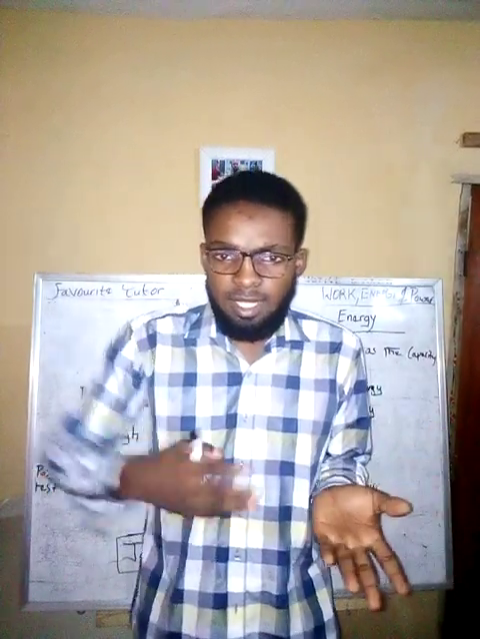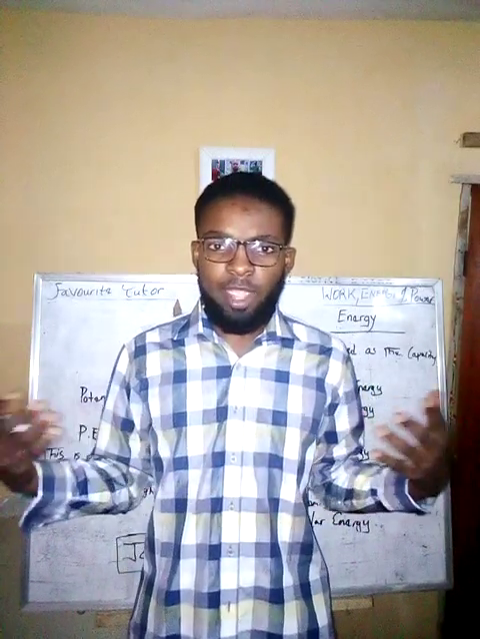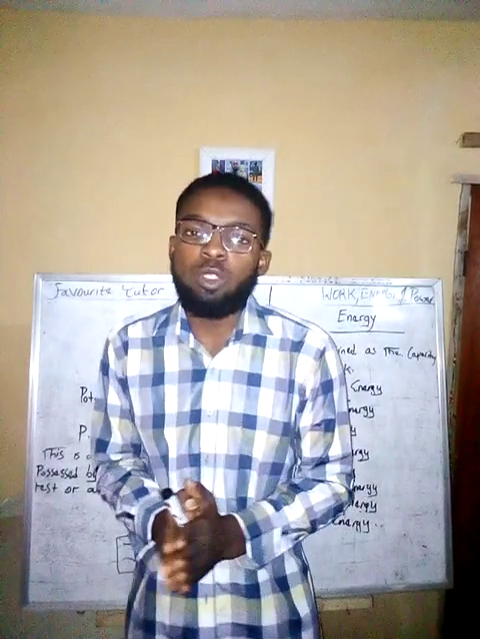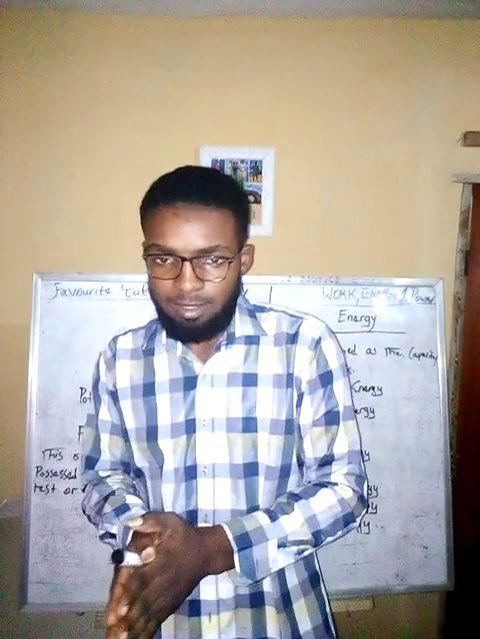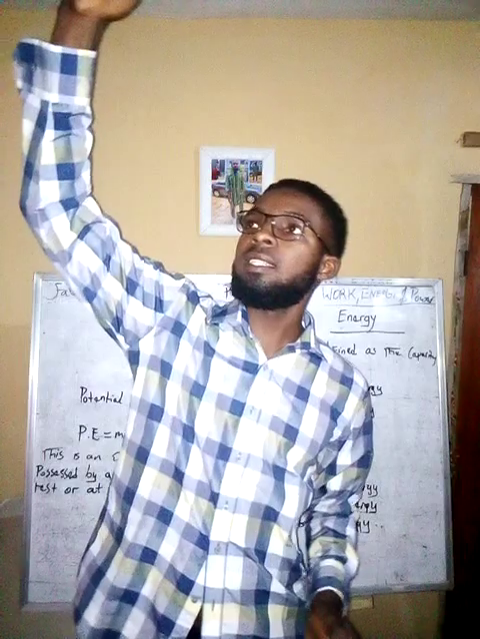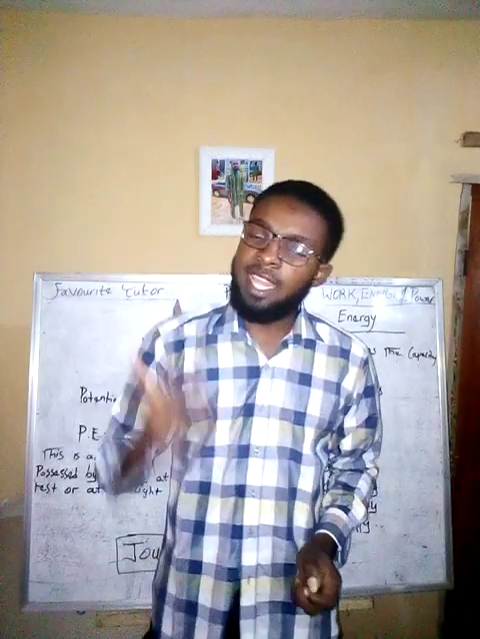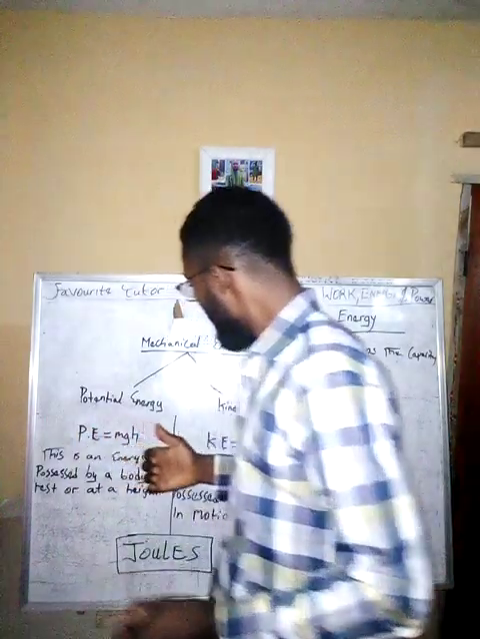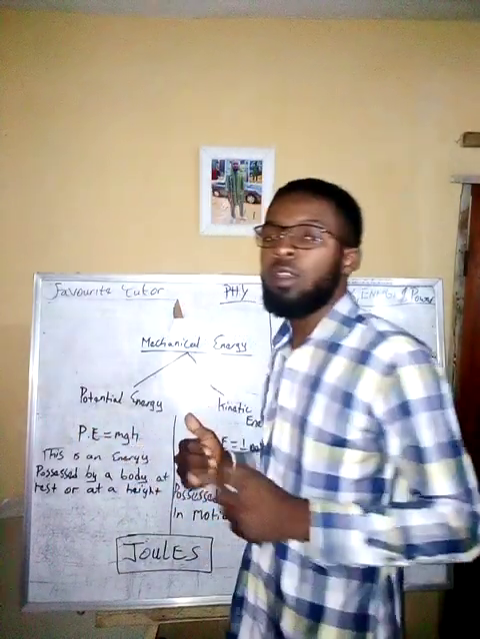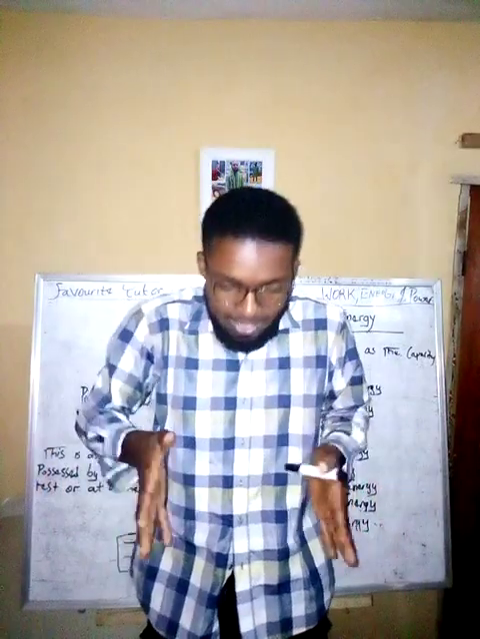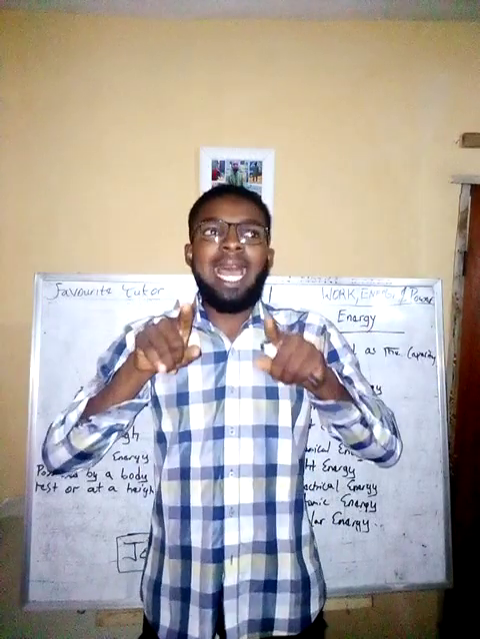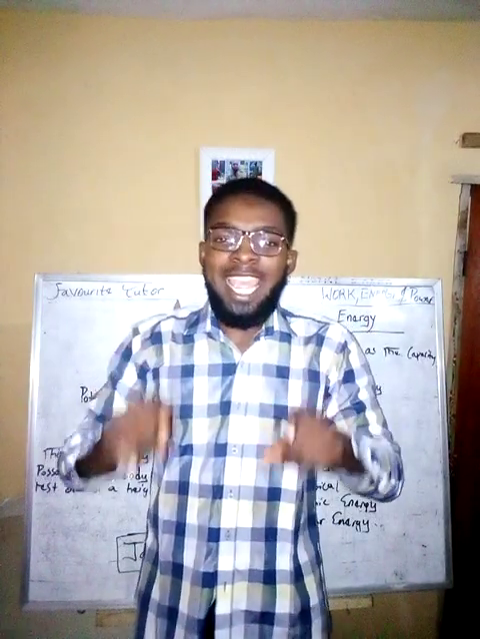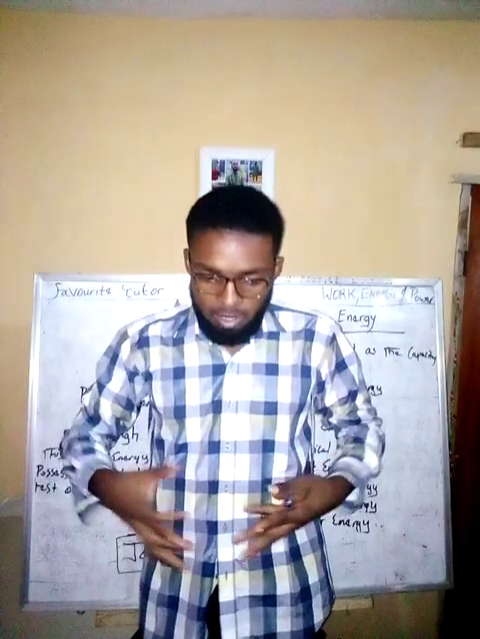I'm going to give you examples of potential energy. Electrical charges at rest in an electrical field, or a magnet at rest in a magnetic field. They possess potential energy by virtue of their position at rest or at a height. A body at a height possesses potential energy because it has the capacity to do work. Or a compressed spring, or a stretched spring, they possess elastic potential energy.